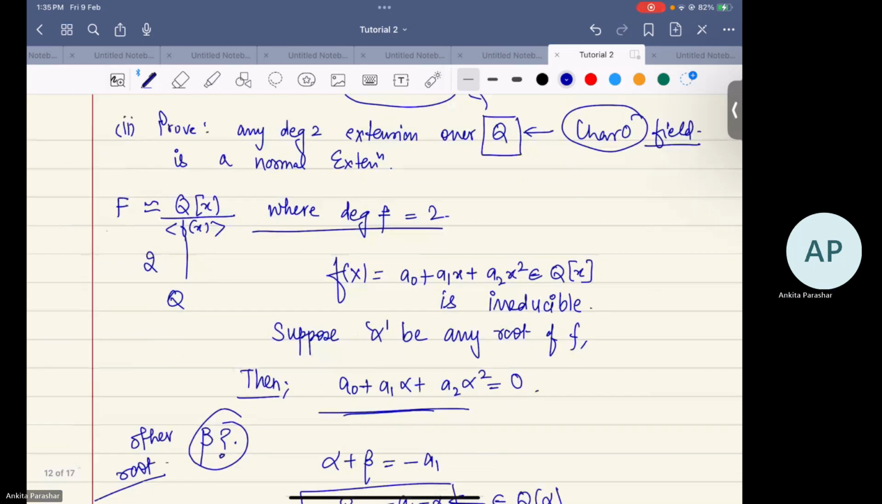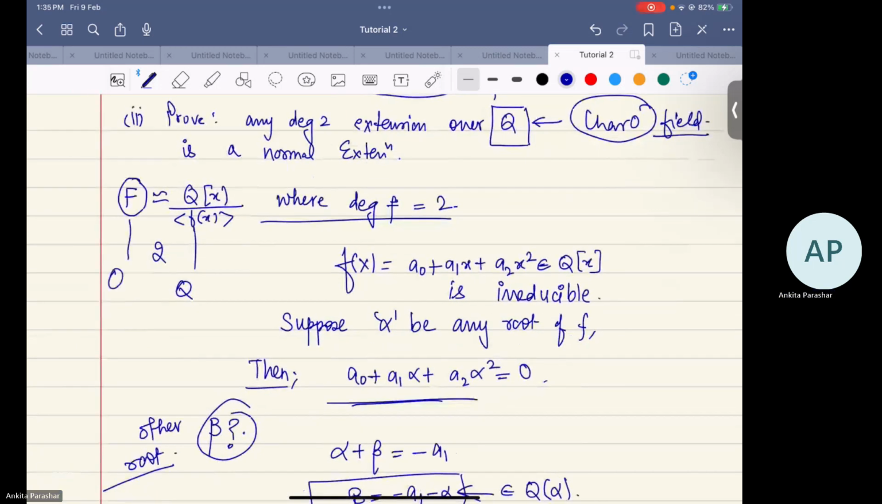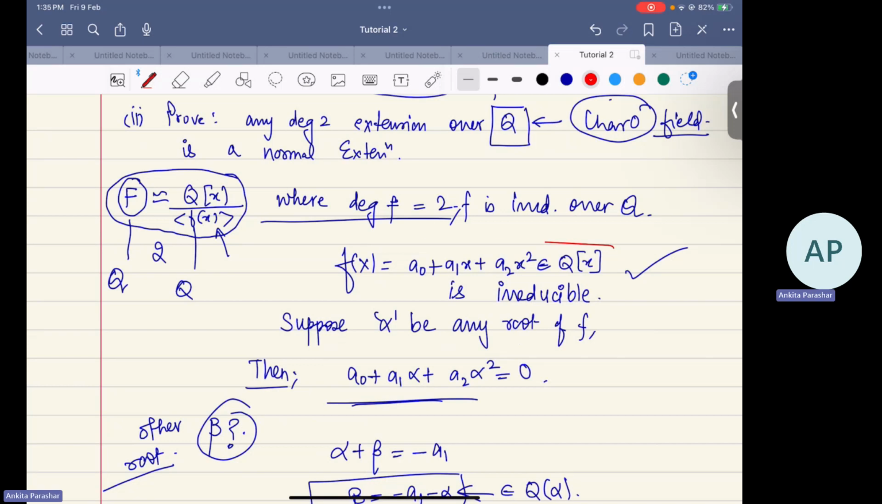You know that any degree 2 extension over Q, you can write it as isomorphic to Q[x]/(f), where f has degree 2 and f is irreducible over Q. This fact we know. We'll use this fact. So let that polynomial be this, which is irreducible. So this is our irreducible polynomial of degree 2, let's say.